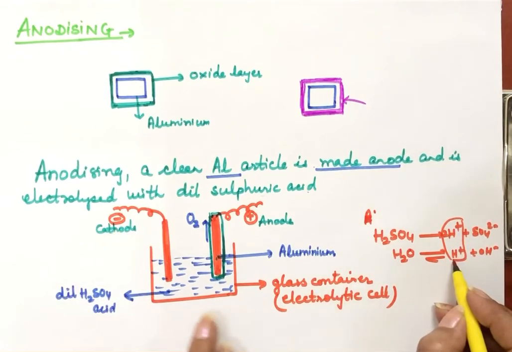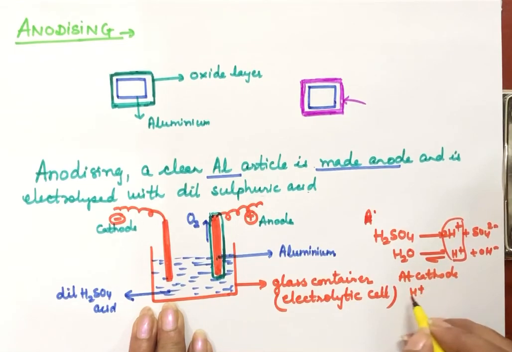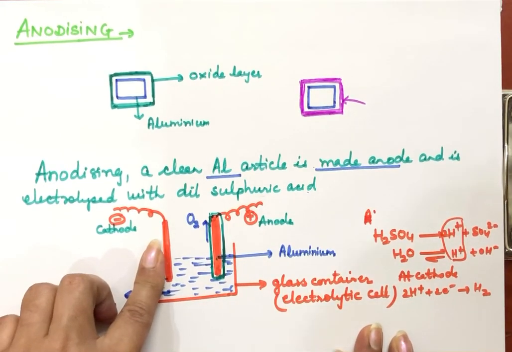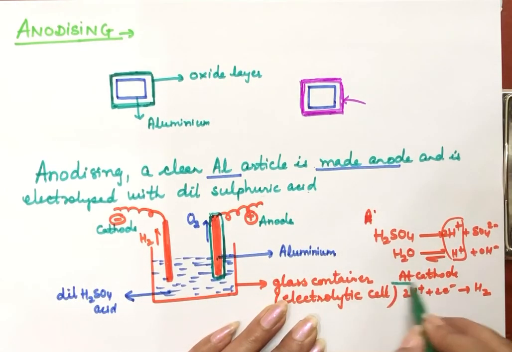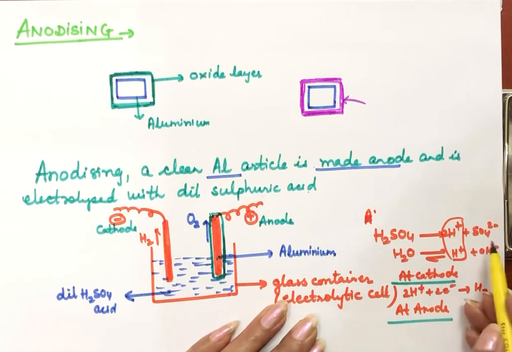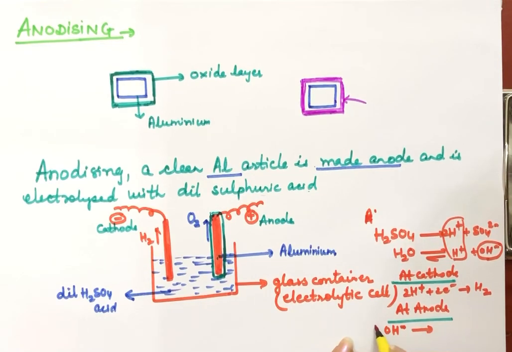So when these H plus ions move towards the cathode, what will happen at the cathode? H plus ions will gain electrons and change to hydrogen. So the gas evolving here at the cathode is hydrogen gas. Now at the anode, what will happen? At the anode, there are two negative ions left here. These negative ions are the sulfate ion and the hydroxyl ion. Out of these two ions, the hydroxyl ion will move faster towards the anode, and 4 hydroxyl ions change to water plus oxygen.